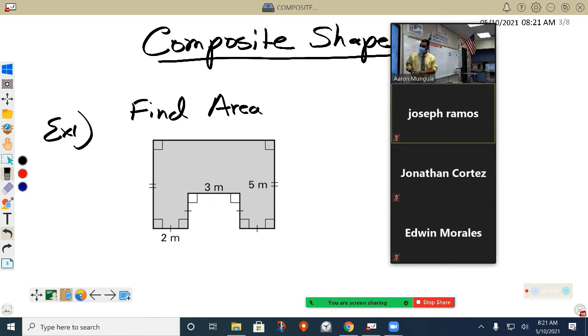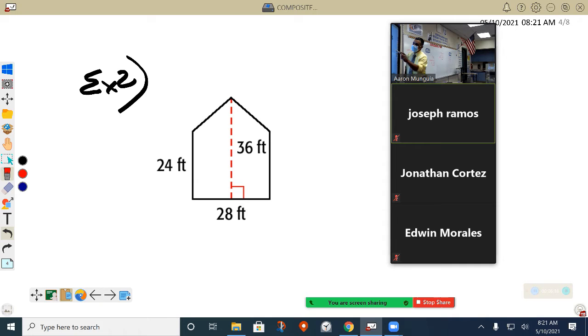Here's what I mean. Look at this shape right here. I could chop it up into like two squares and a rectangle. Two squares at the bottom and a rectangle. Look at this shape. This is like a triangle and then a square. So when I say composite shapes, they're irregular looking shapes, but you can chop them up into more basic shapes that we already know how to find the area of.